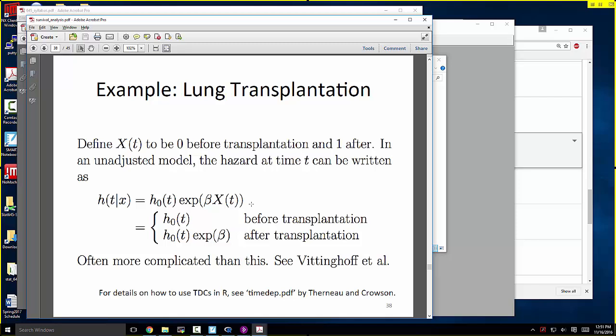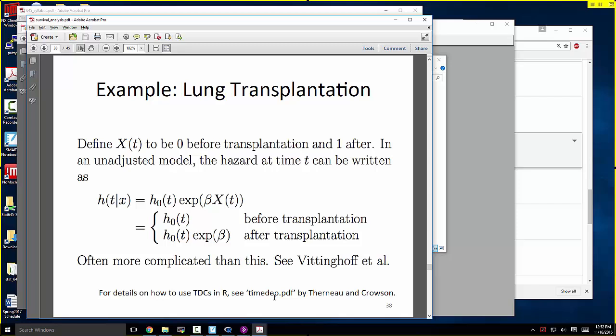For example, we might say x of t, time-dependent x, transplant, is 0 before transplantation and 1 after. In which case, we could specify a stratified Cox model. We could say there's one hazard before transplantation and there's a different hazard after transplantation. So this can be incorporated into Cox PH.